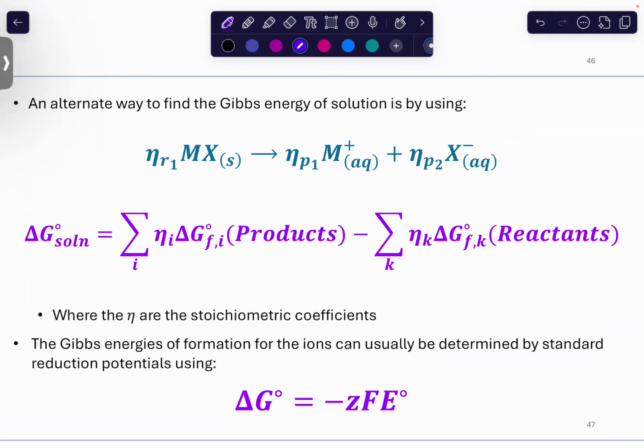So this looks more advanced than it is. It's a generalized chemical formula. Your etas are your stoichiometric coefficients. So that's just your coefficient of reactant one, and then you have your coefficient of product one and product two. Then we know that we can figure out our Gibbs energy of solution with our standard products minus reactants. We're going to have to find the Gibbs energy of formation of a lot of these, and then multiply those Gibbs energies of formation by the stoichiometric coefficient, add the products, add the reactants, subtract the two.